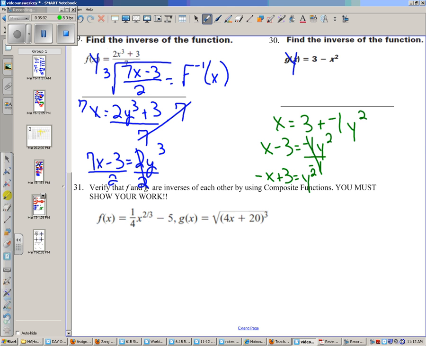And now my last step to get y by itself is to square root both sides. So when I'm done, I get the square root of negative x plus 3. And again, I'm just going to write it in inverse notation. So the -1 goes into the f of x.